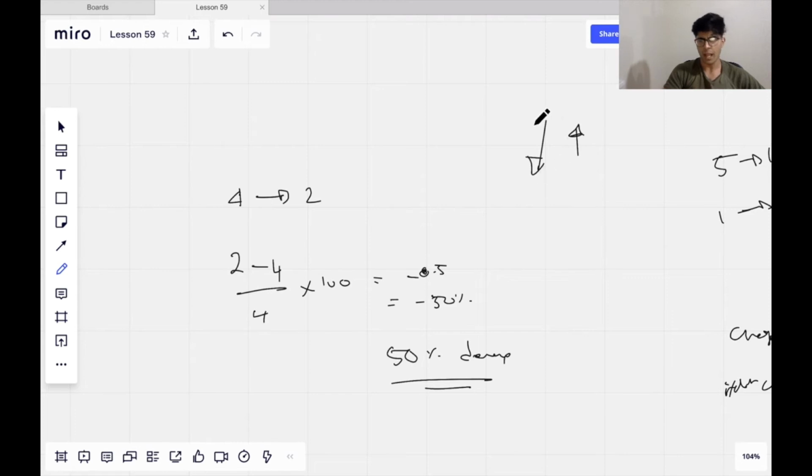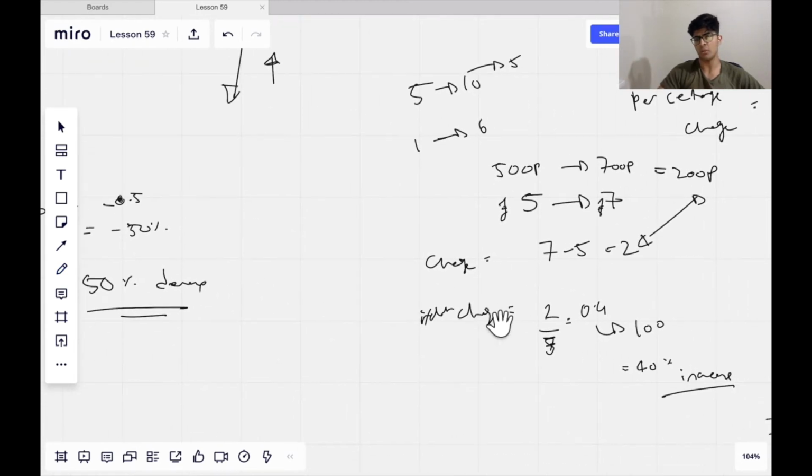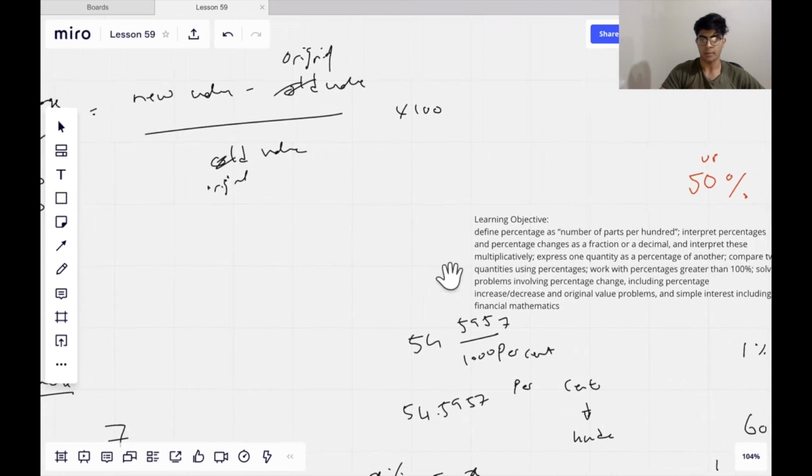I've lost so many marks for forgetting to specify this direction. Even when you have, say, 40% here, you might think, oh, obviously that's an increase, because I don't have a minus sign as I would here. But it's really important to specify this. Say that minus 50% is a 50% decrease, and when you have 40%, specify it as an increase. Okay.